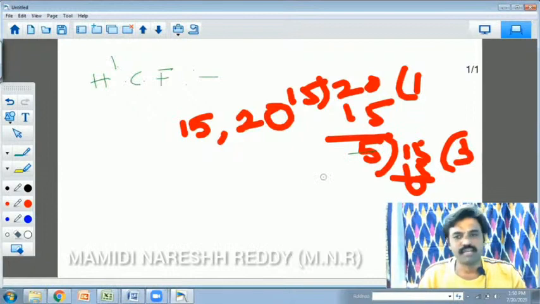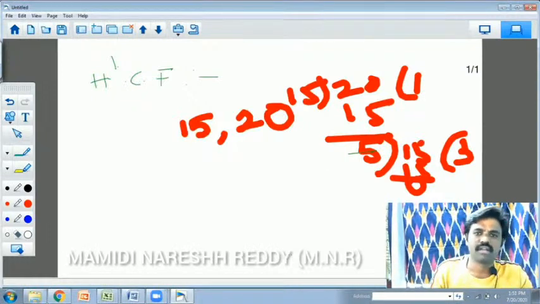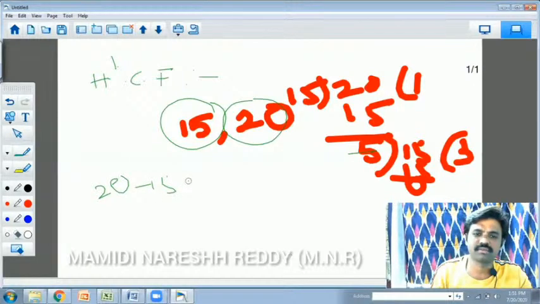But there is one shortcut method. There is no need of dividing here. The shortcut method is just to find the difference of 15 and 20. The difference of 15 and 20: 20 minus 15 is equal to 5.